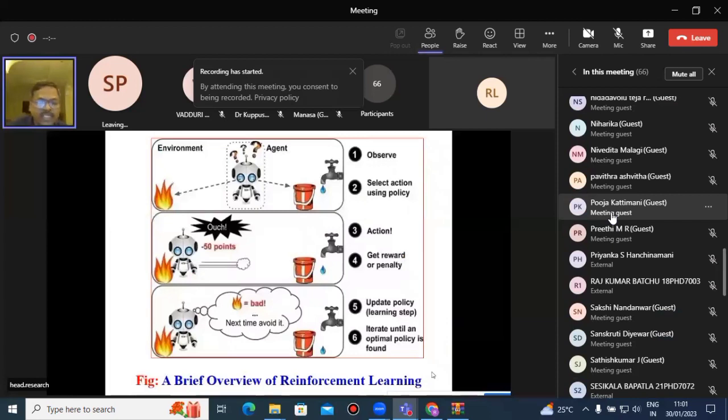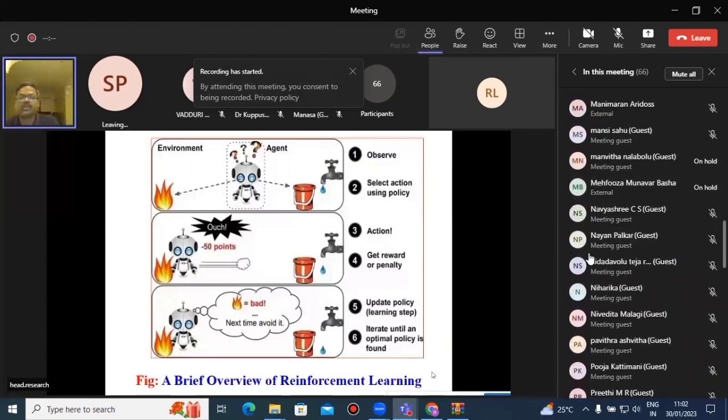If you are giving a penalty to this intelligent agent, then update the policy, which is the learning step. Fire is equal to that. Then next time, I'm giving the next input. The intelligent agent iterates until an optimal policy is formed. So this intelligent agent takes good steps after punishment. That's why it is called reinforcement learning. My dear participants, this is the best example for reinforcement learning. These are the steps we follow.